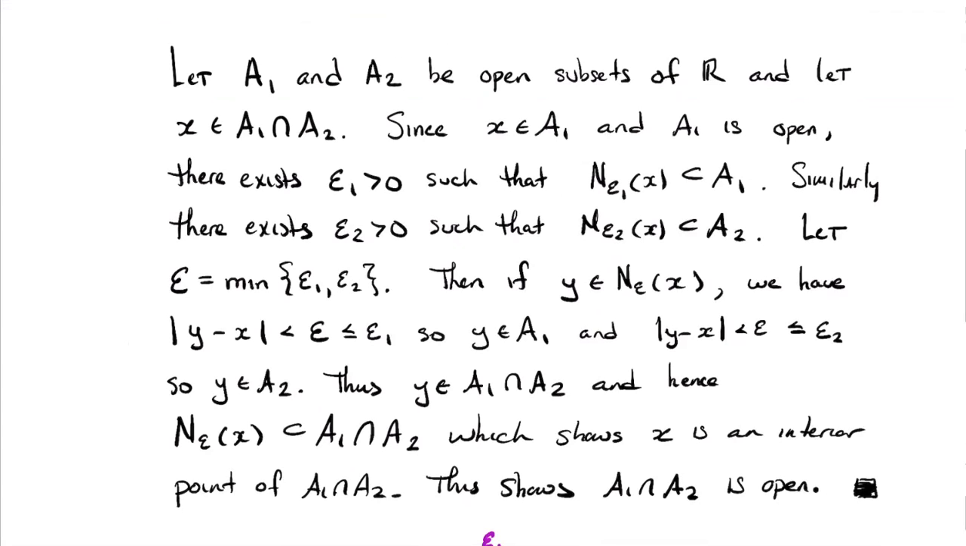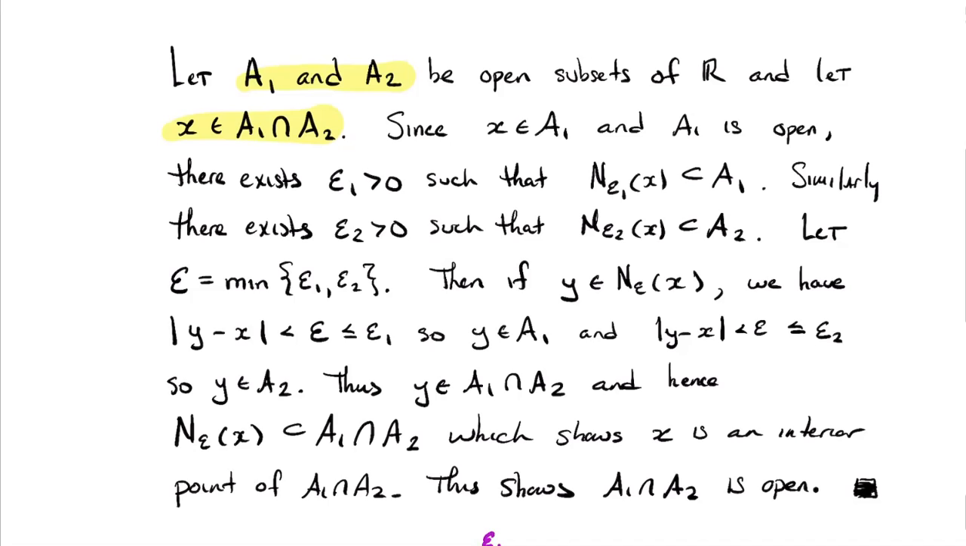So let's take a couple of open sets. Let me call them A1 and A2. I want to show that their intersection is open, so I want to show that any point in their intersection is interior. Maybe here I'm just going to say it out loud. If their intersection is empty, then that's an open set. So I might as well assume that their intersection is not empty.